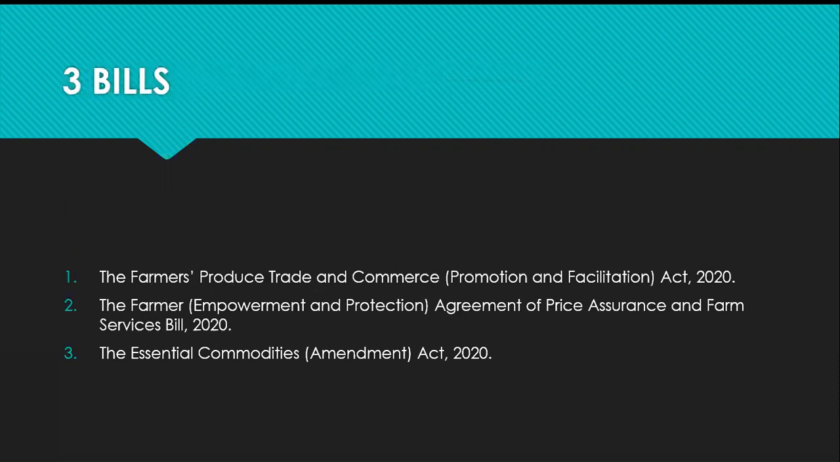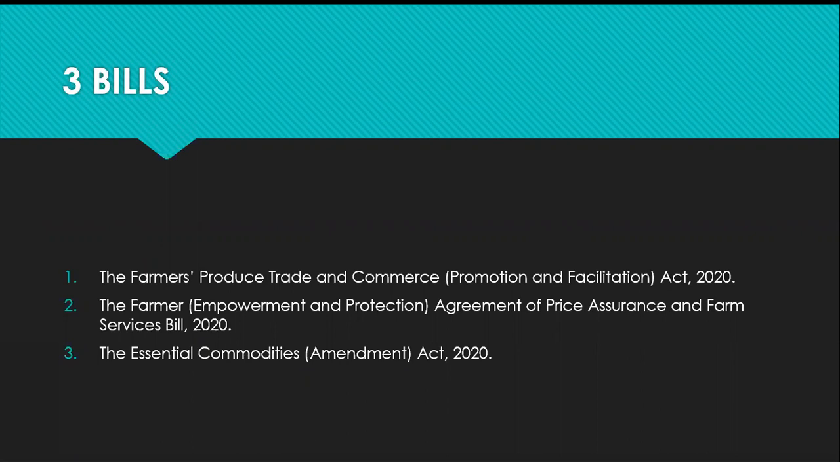Next slide is about the official names of the three bills, because everybody is naming the three bills as farms law, and many people don't even know what the three bills are. They don't even know the names of the three bills, and they are just protesting against government. Many people in government also don't know the names of the three bills, and they are claiming their own. So the first bill is the Farmers Produce Trade and Commerce Promotion and Facilitation Act 2020. The second one is the Farmer Empowerment and Protection Agreement of Price Assurance and Farm Services Bill 2020. The third is the Essential Commodities Amendment Act 2020.